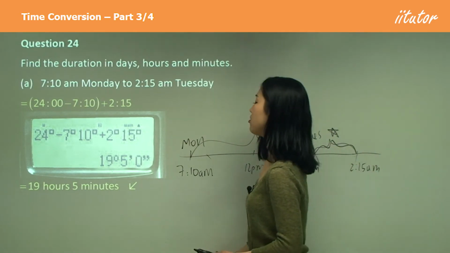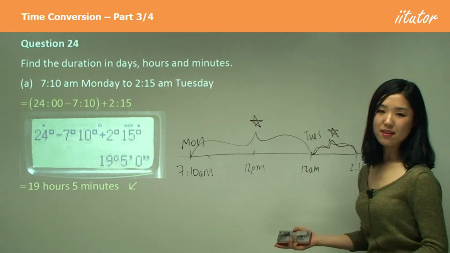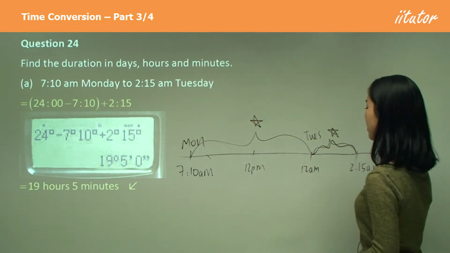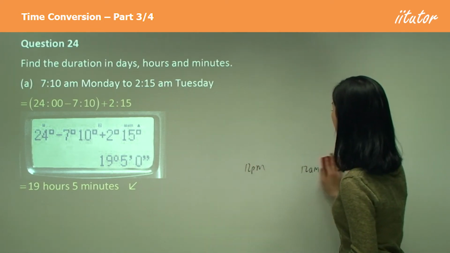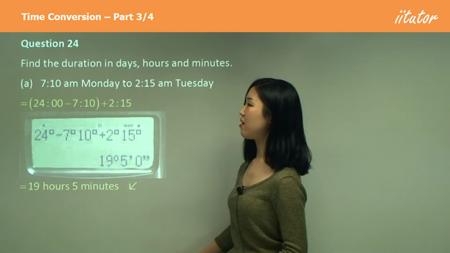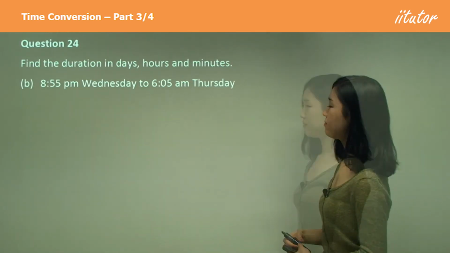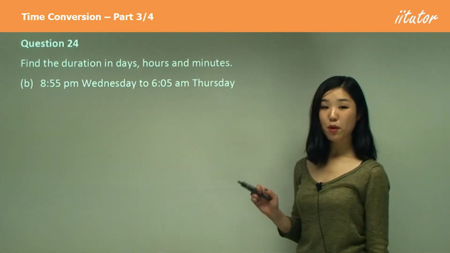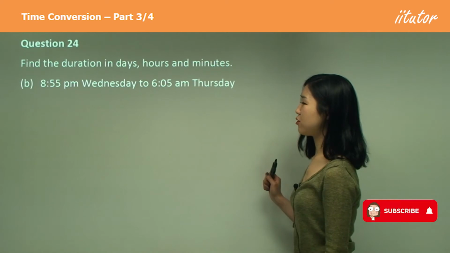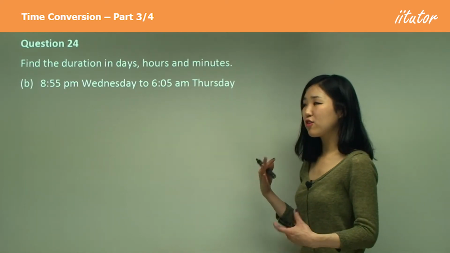So these kind of questions, you can draw a little diagram if you like, but that's the pattern. That's what you should do when you have something like that. So you subtract the first time from 24, and then you add on the remaining time. So let's try the next one. Now B, okay, we've got 8:55 p.m. on a Wednesday, and we've got it up to 6:05 a.m. on a Thursday.